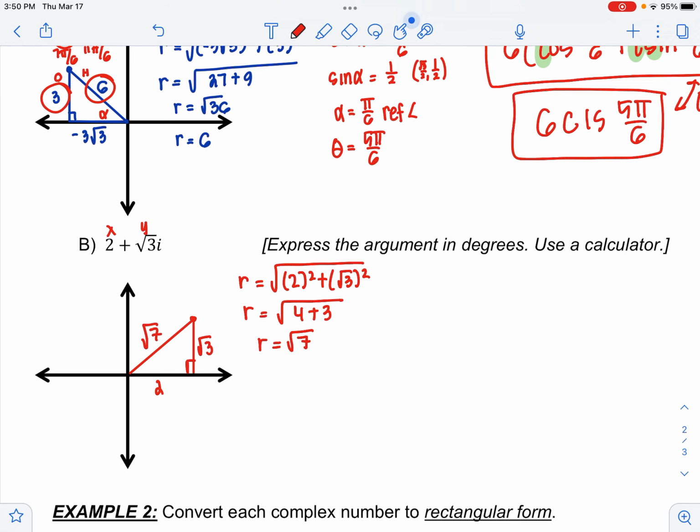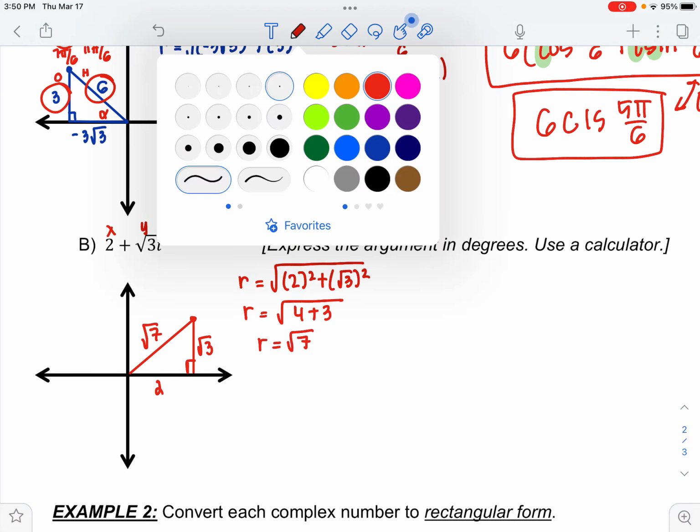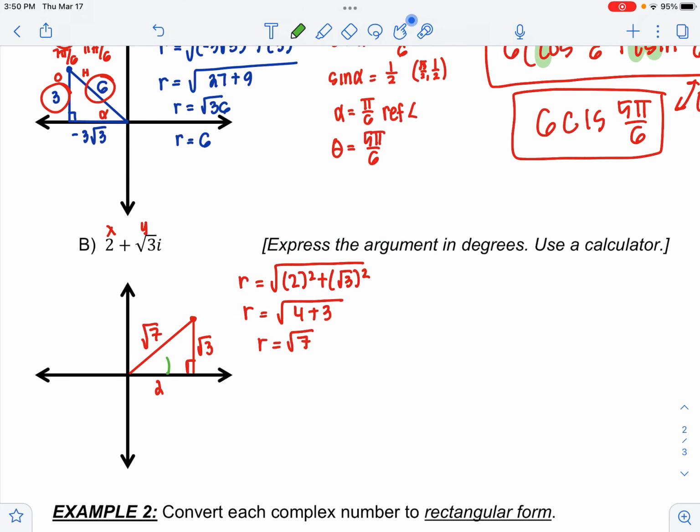All right, now I need to find theta. Theta is measured from the positive x-axis counterclockwise until you hit your terminal side. If you look, this is theta, right? This was theta in the previous problem, but this is actually theta right here, so I can just call it theta. I don't have to call it alpha. Pick whatever two sides you want. There is a radical no matter what, so I'm just going to pick the root 3. That's opposite, and then definitely the 2, that's adjacent. So I'm using tangent this time.